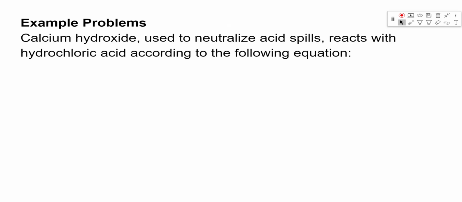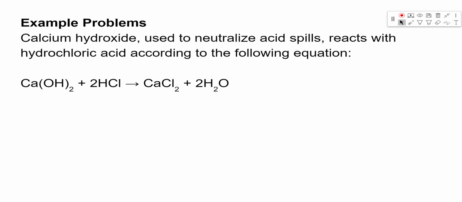This all sounds a little abstract, I'm sure, so we're going to run some example problems so that your brains can wrap around it. Okay, so we're looking at calcium hydroxide. It's a base. It's used to neutralize acid spills. We pour it on top of them. And it reacts with hydrochloric acid in this equation to produce calcium chloride and water.